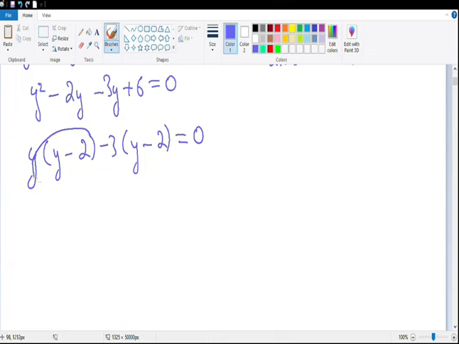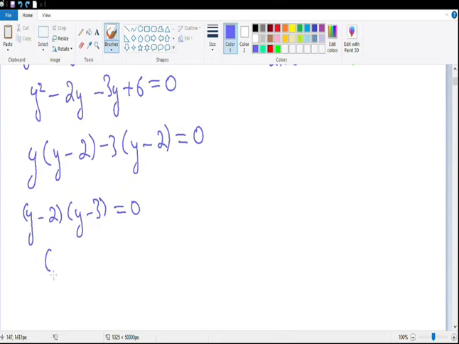Now we can take y minus 2 common. Sorry for the terribly huge circles. So y minus 2 into y minus 3 is equal to 0. So now, for this equality to stand, one of these, either y minus 2 or y minus 3, must be 0.